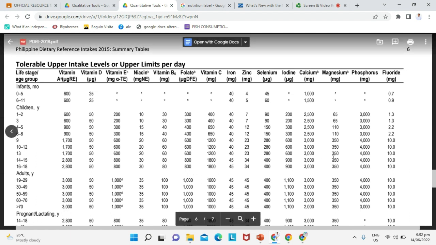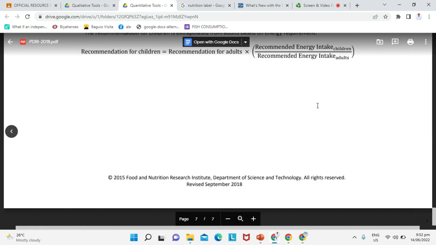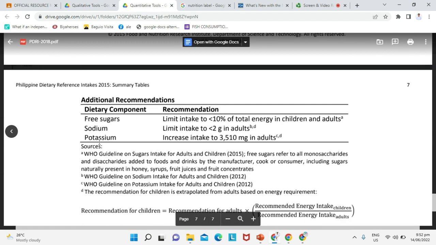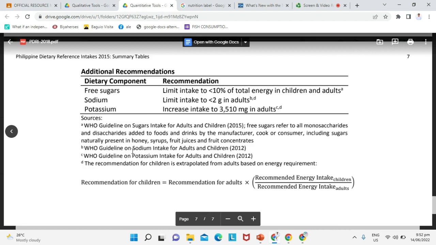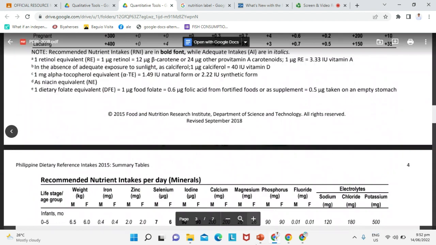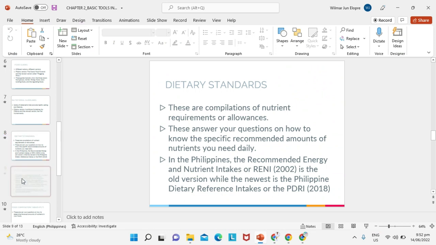Okay. So for other nutrients, just check the rest. And naa pod tayo additional recommendations for free sugar, sodium, and potassium. Okay, so that's your PDRI. So mao na atong official nga dietary standard. In other countries na, lahi sila. The RDA, which is the classic American dietary standard. Okay? So gi-pattern po nato na siya sa US actually ang atong PDRI.